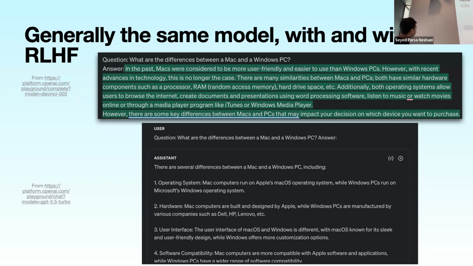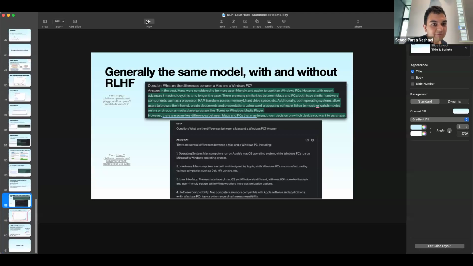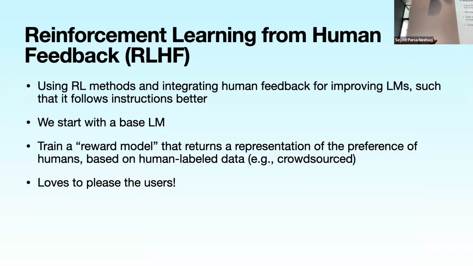So the way OpenAI did this is, I think they hired a lot of people just comparing different outputs and picking which one they like better, and then they used them in training their model. As you can see here, this is a way of integrating human feedback for improving our language models, such that they follow instructions better.